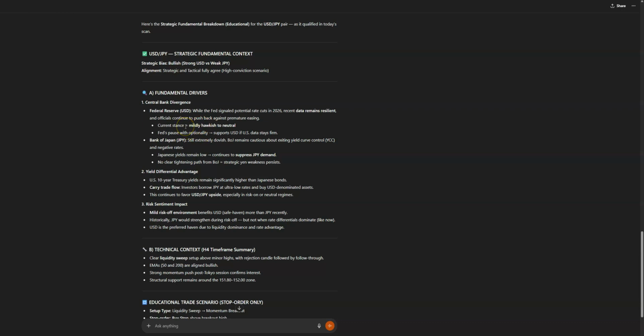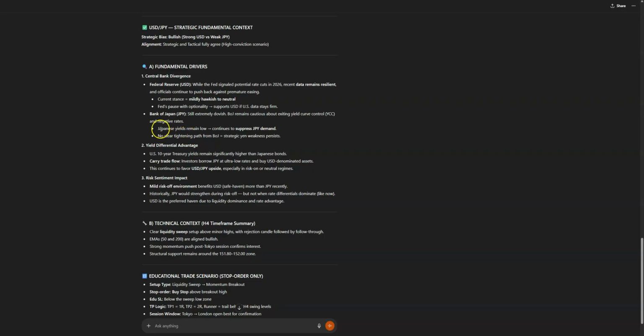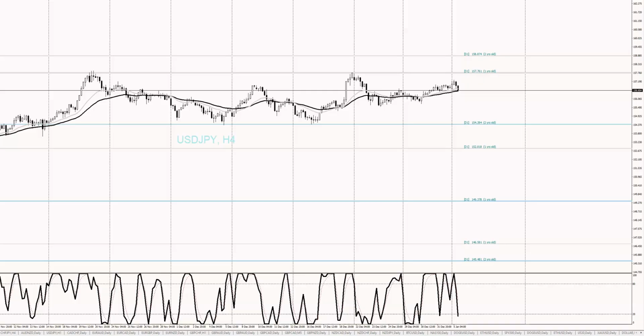So the rate cuts are maybe, but they're pushing back on those rate cuts a little bit. The Japanese yen remains low, which continues to suppress JPY demand. No clear tightening path for the Bank of Japan. Strategic yen weakness persists. So this is all recent fundamental data, right? That tells us that ultimately the US dollar is stronger than the JPY, right? So let me go back to the charts.